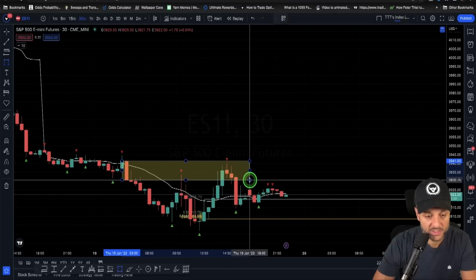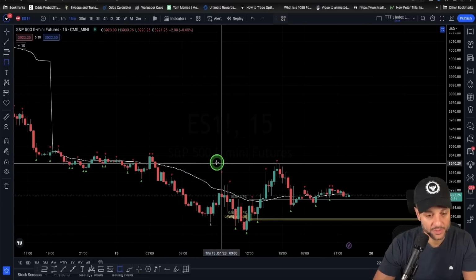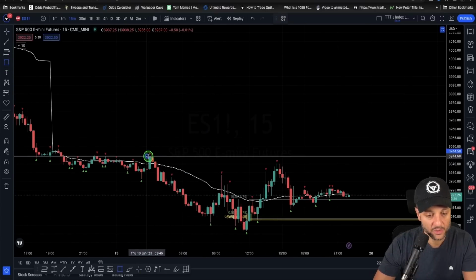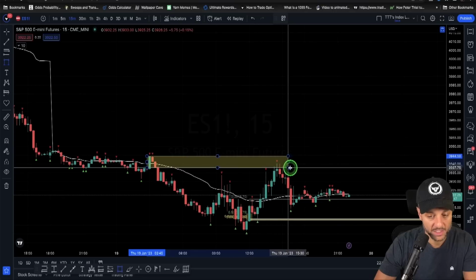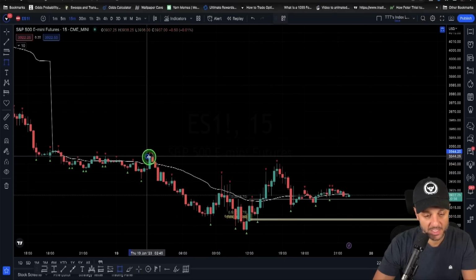This is called a supply zone here. Actually, it's a lot cleaner on the 15-minute, which is what I evidently used. I used the 15-minute here. So this was the order block that I was talking about on the 15-minute. So in this case, on the 15-minute, I spotted this order block.